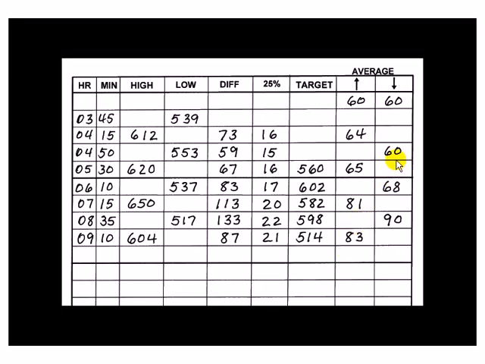Now let's review what we're doing here. If we take this previous downswing of 60 and subtract it from this high of 620, we get a target of 560, which was easily exceeded by the low of 537. If we then take this previous upswing of 65 and add it to the low of 537, we get a target of 602, and that was easily exceeded by the new high of 650. We would have made money on each of these swings.